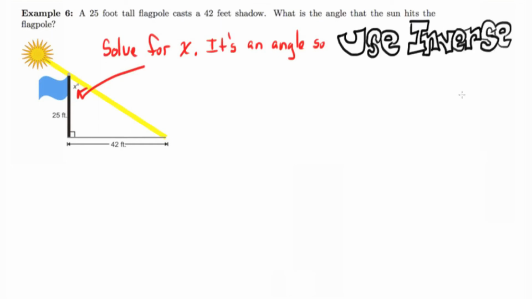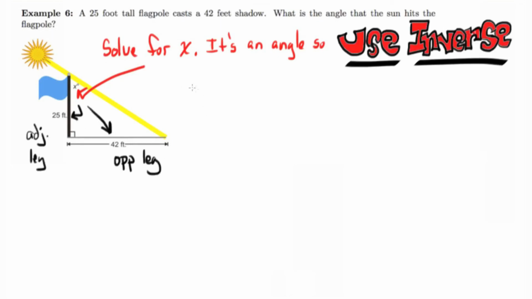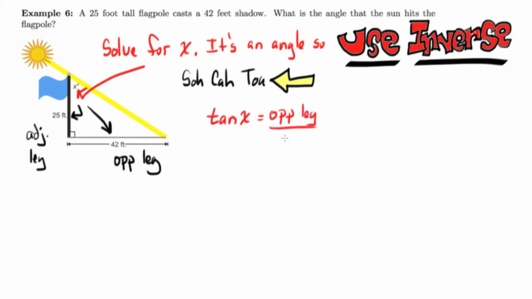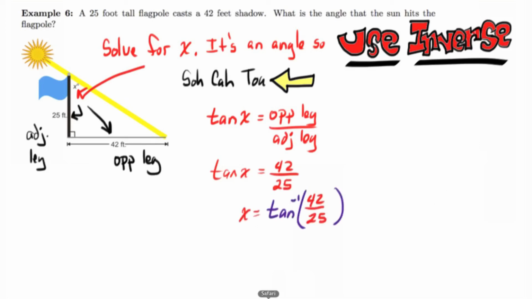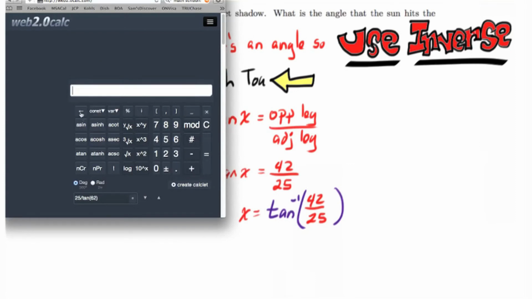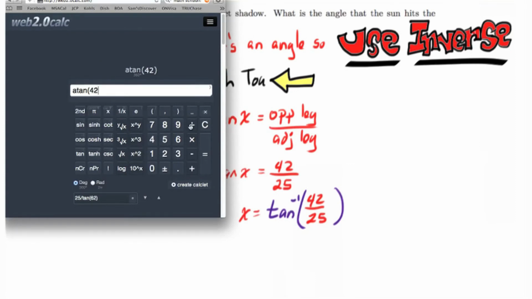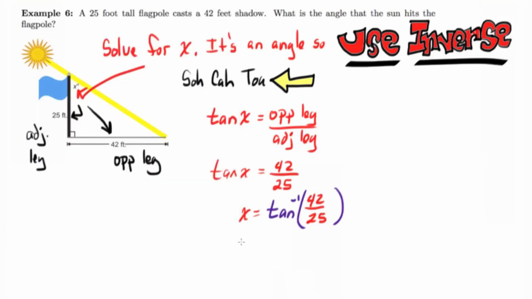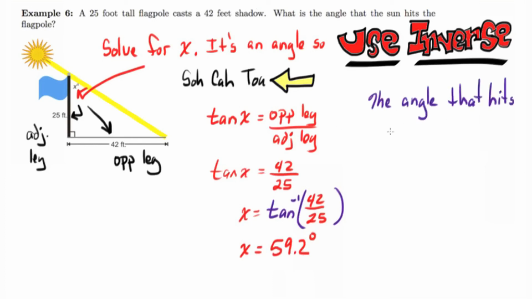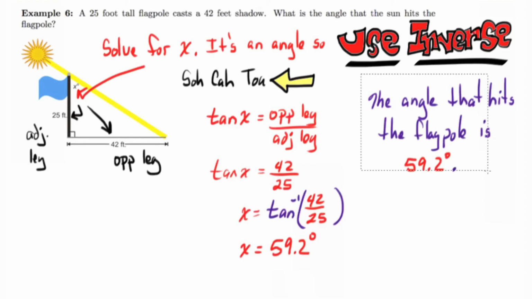Example 6. A 25-foot tall flagpole casts a shadow of 42 feet. What is the angle the sun hits the flagpole? Well, in this case, I know the opposite leg is 42, the adjacent leg is 25. I can put it in my tangent equation, and I'm looking for x, which is an angle, so I need to use arctangent 42 over 25, and I get 59.2 degrees is the angle. That's a pretty easy problem.